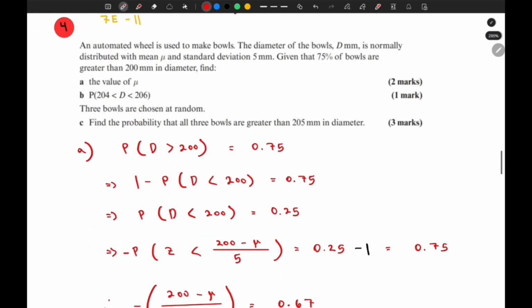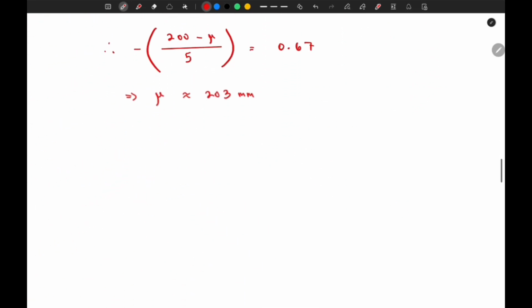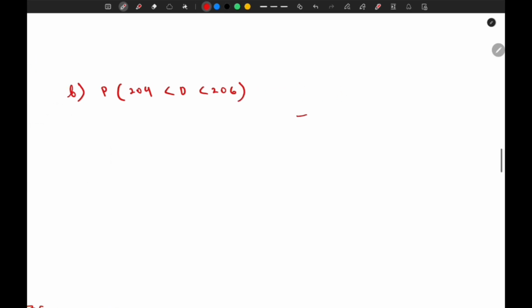Now moving on to the second part, we need to find the probability to be less than 206 but greater than 204. So we calculate the probability for d to be greater than 204 but less than 206. If you look at the normal distribution curve, let's say that this is 204 and this is 206. Basically, we need this area.